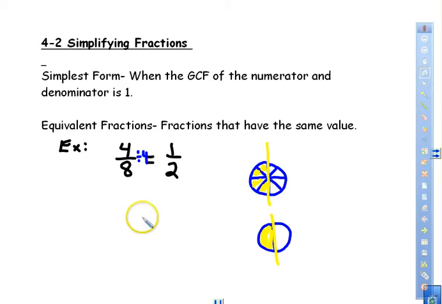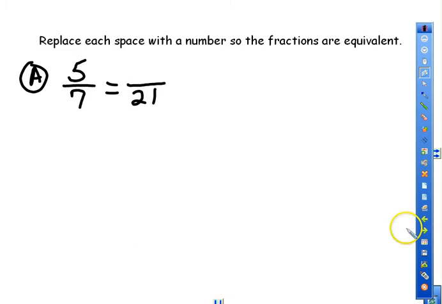So that's what we're trying to do, and simplifying fractions just makes these a little bit easier to work with, especially when we are trying to add them and subtract them and multiply and divide. Now we're going to replace each space with a number so the fractions are equivalent. So what I want you to do is try to find, and many times this is represented by a variable, which in this case we'll use x. It could be any variable. So go ahead and try to find the value that would give me the same ratio as 5/7. So I'm going to let you go ahead and hit pause and try it, and then we'll go from there.